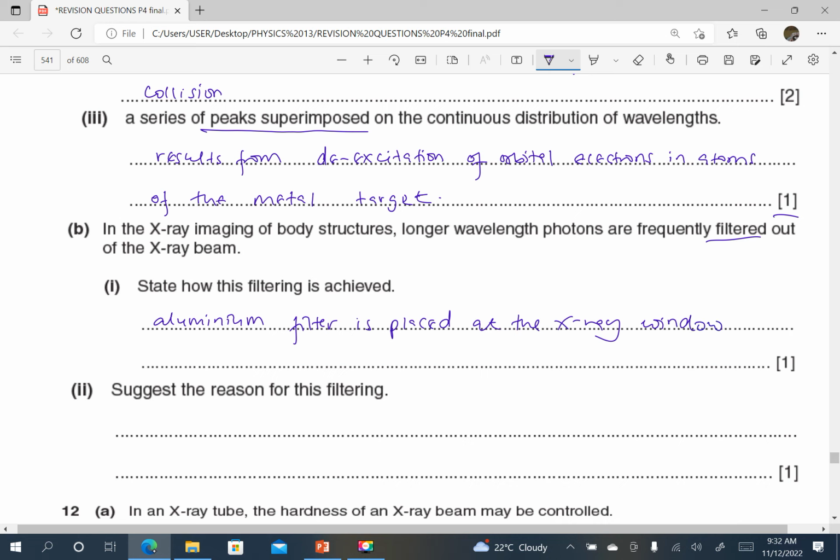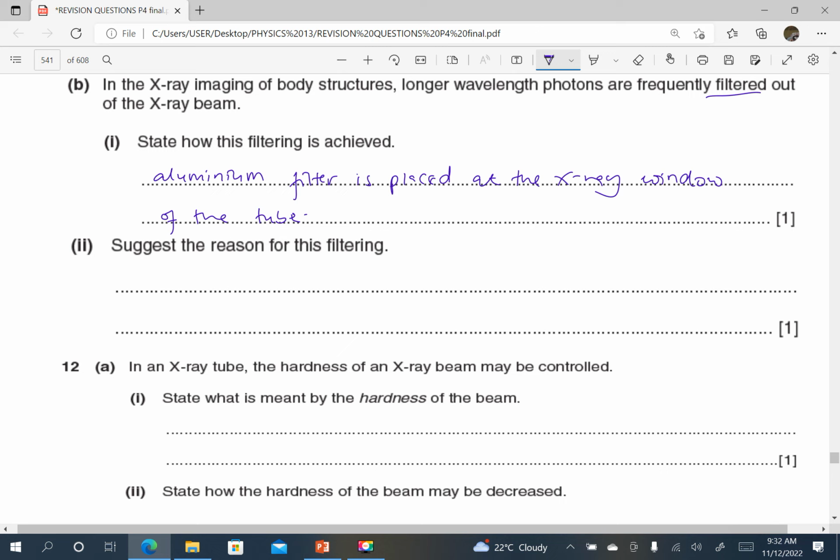An aluminium filter is placed at the X-ray window of the tube. Suggest the reason for this filtering. Of course, we know why we should filter them. Those long wavelengths are less penetrating. They do not pass through the body, so they do not contribute to the image, but rather increase the dose.